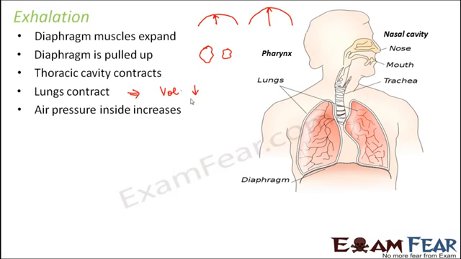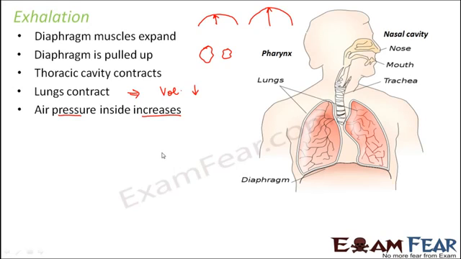Again, we know that volume and pressure are inversely proportional. So if volume decreases, pressure will increase. So pressure inside the lungs increases. Now when pressure inside the lungs increases, what happens? Air tends to flow from a region of higher pressure to a region of lower pressure. Therefore, air starts flowing from the lungs to outside, and this happens during exhalation.